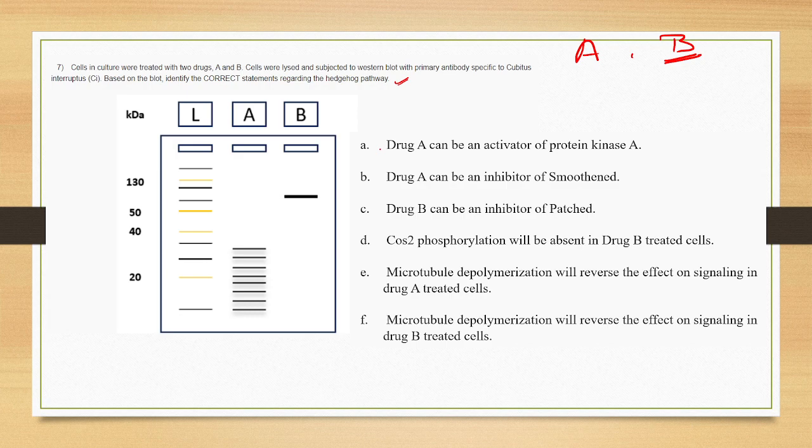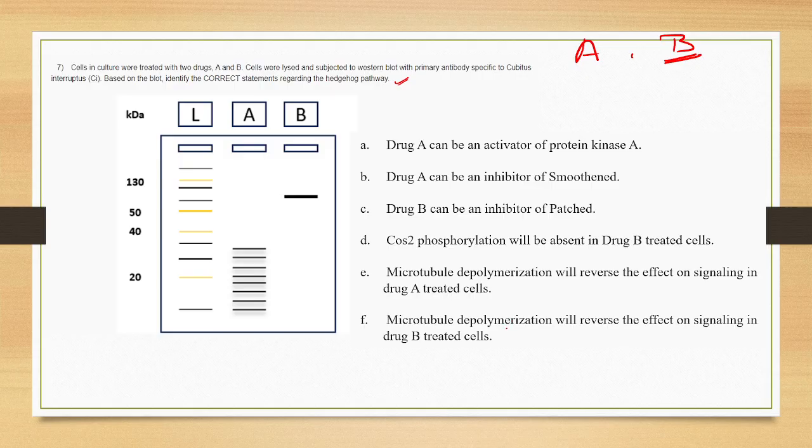Your options are: A. Drug A can be an activator of protein kinase A. B. Drug A can be an inhibitor of protein Smoothened. C. Drug B can be an inhibitor of Patched. D. Cos2 phosphorylation will be absent in drug B treated cells. E. Microtubule depolymerization will reverse the effect on signaling in drug A treated cells. And last one, F. Microtubule depolymerization will reverse the effect on signaling in drug B treated cells.